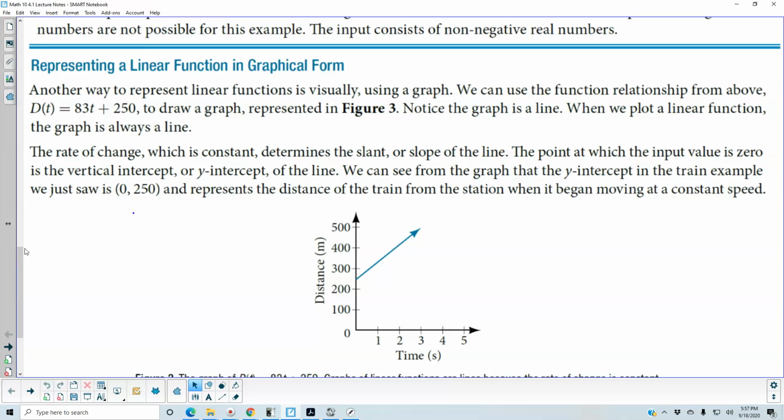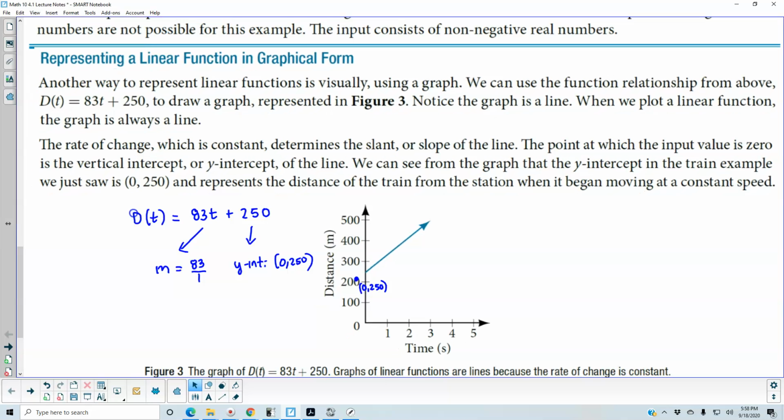So we have D of t equals 83t plus 250. We know that the slope is 83 over 1, and the y-intercept is (0, 250). Look at the graph here. The graph goes all the way up to (0, 250), and then it uses the slope to go up 83 units and to the right one, up 83 units and to the right one, to form that line.